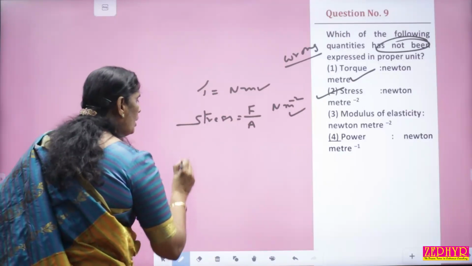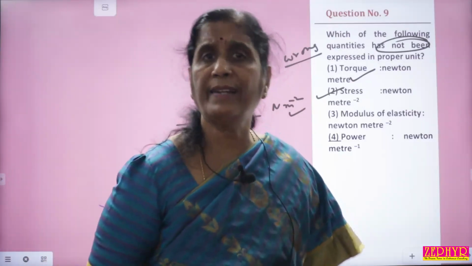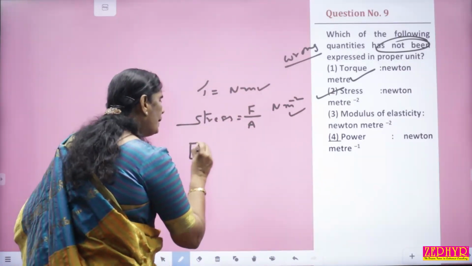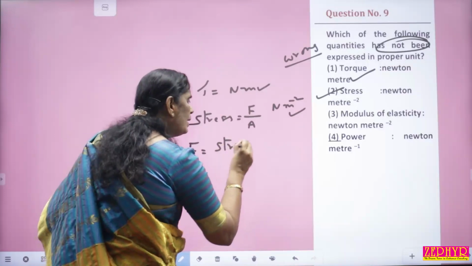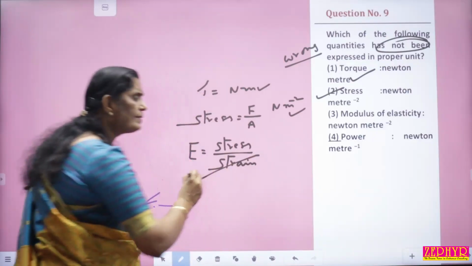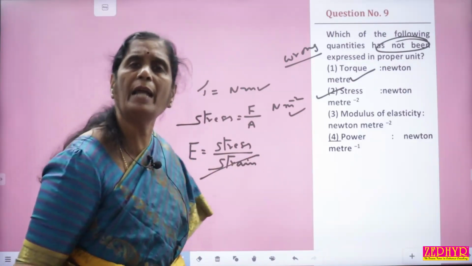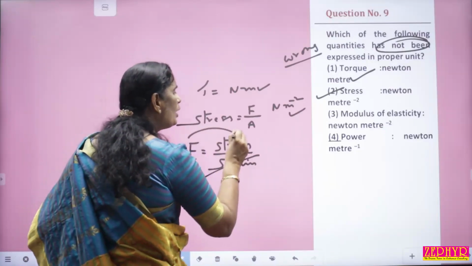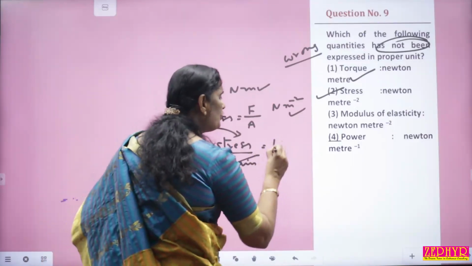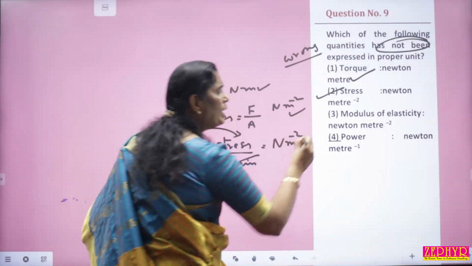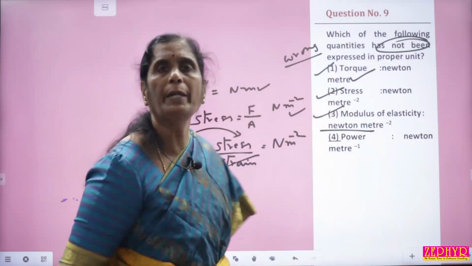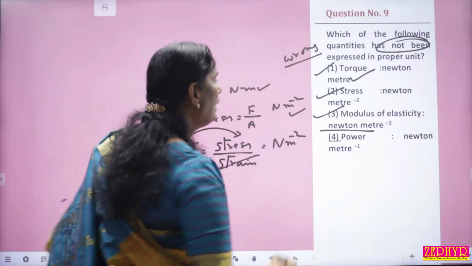Modulus of elasticity is nothing but stress by strain. Young's modulus also you can take. Strain doesn't have any unit or any dimensional formula. So the unit for modulus of elasticity is the same as the unit for stress. What is the unit for stress? Just now we have studied that: Newton meter raised to -2. Correct. First, second, third all are correct. But we want the wrong statement. Mostly it will be power. That also we will discuss.